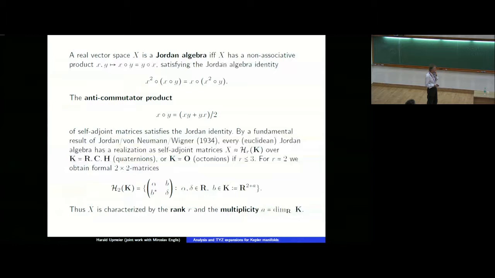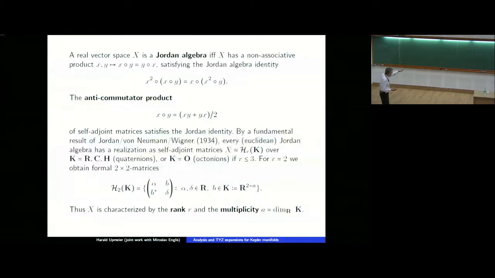R is the rank, over K, where K is either the real numbers, that would mean symmetric matrices, or K is the complex numbers. This would be Hermitian matrices. That is what is called usual quantum mechanics, complex Hermitian matrices. K could be quaternions. There are books on quaternion quantum mechanics. Then you have self-adjoint operators over quaternion Hilbert space. So that was the dream of Jordan, that this is all.